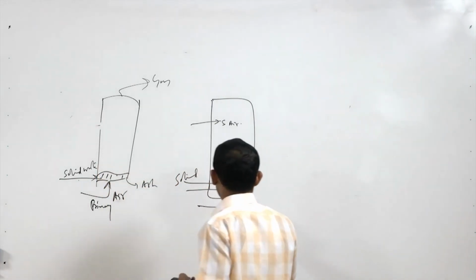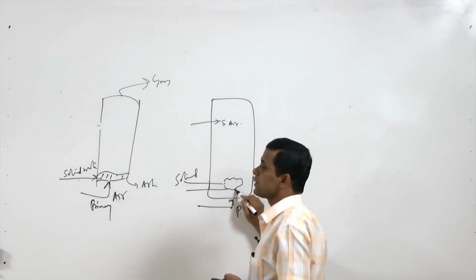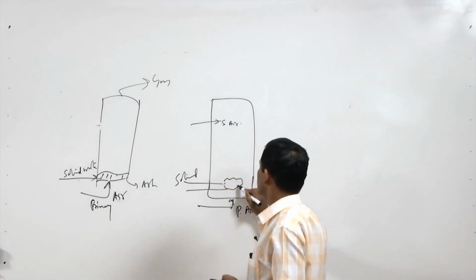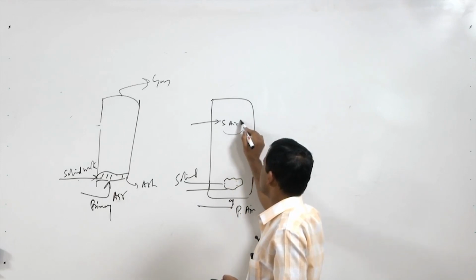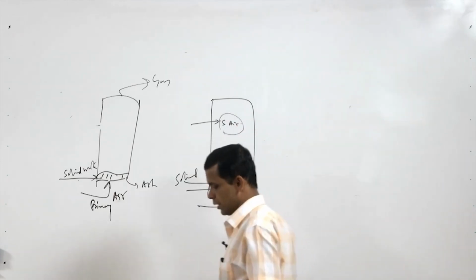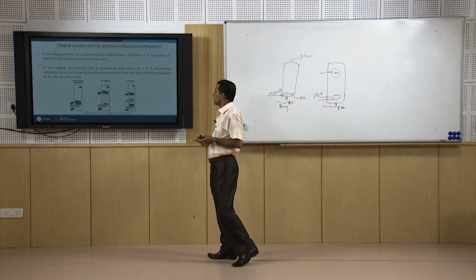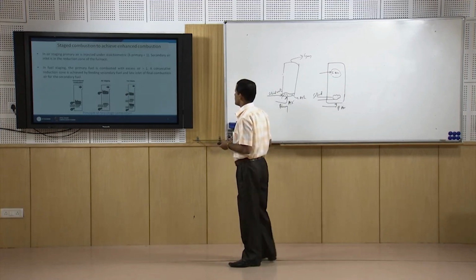So, in this case the primary air helps for the drying and pyrolysis and then combustion, and this secondary air helps the combustion of the pyrolyzed materials, the vapor phase materials. So, this is air staging.